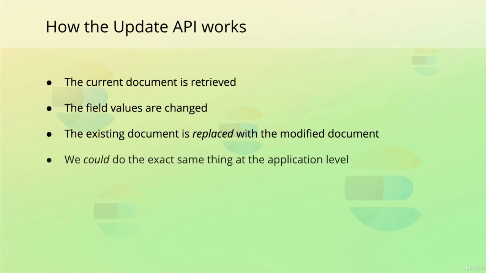We could have done the exact same thing by first retrieving the existing document, then modifying its fields, and then finally replacing the document that we retrieved in the first place. What the update API does is just save us some work. On top of that, it's also more efficient, because it limits the number of network round trips that are required. Everything happens with a single request within the shard on which the document is stored.